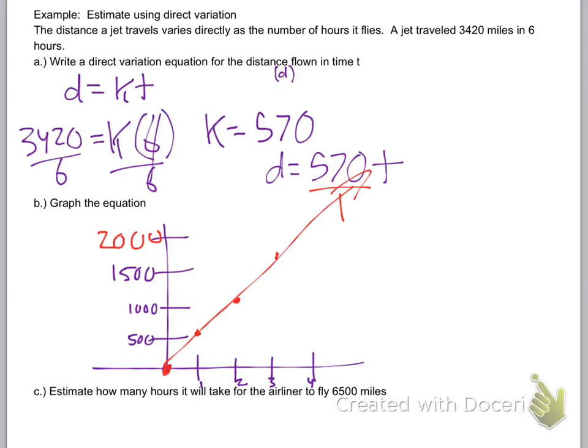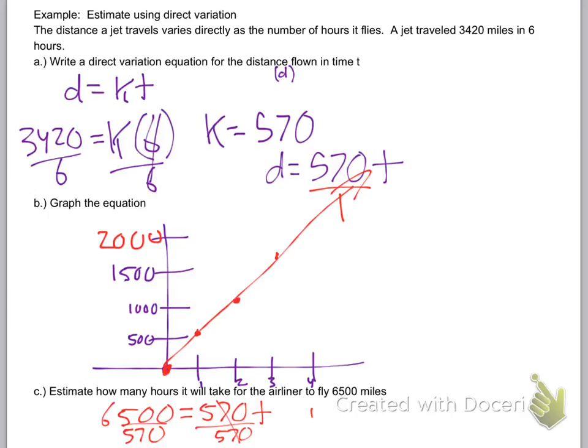This is a graph. So better option, guys, is use the equation we built. Where do you think 6,500 miles should go? And the part for D, distance. 6,500 equals 570 T. Can you solve for T? I would hope so. And when you do solve for T, you divide both sides by 570, more than 100.